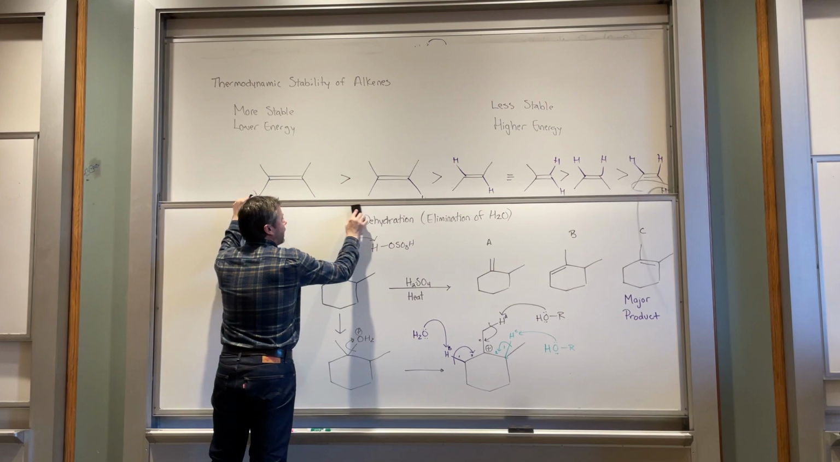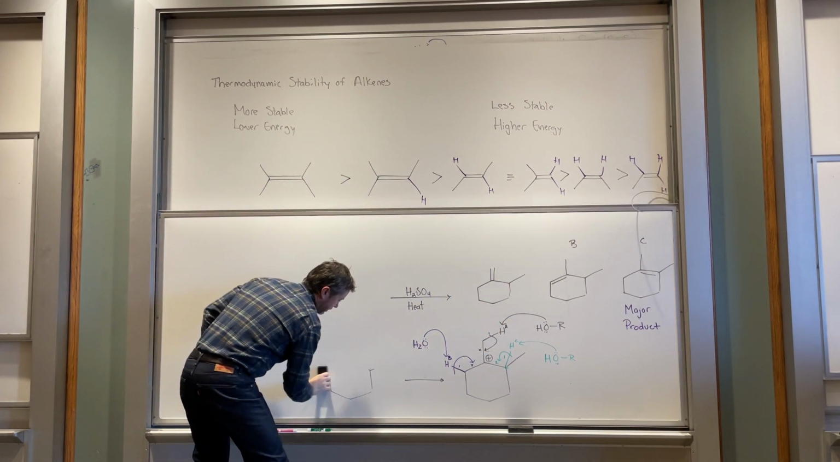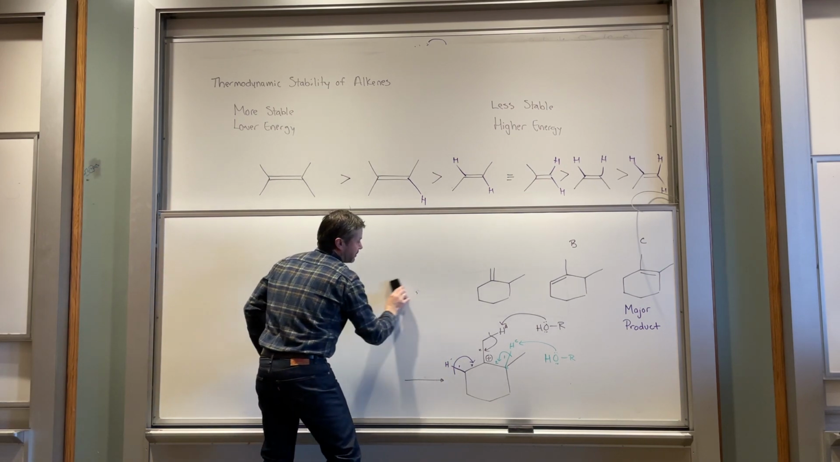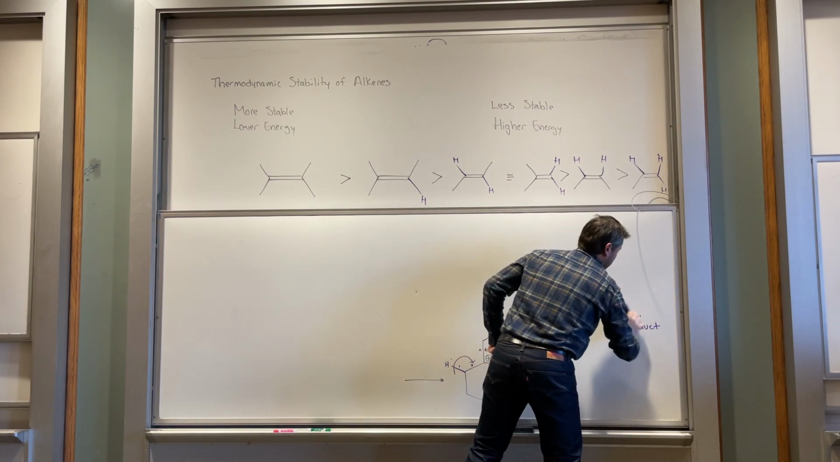So let's try to think about why we see this trend. Just like for a lot of other things when we're thinking about stability, it's good to think about the orbitals and the electron distribution.